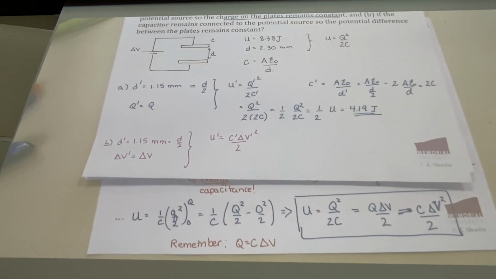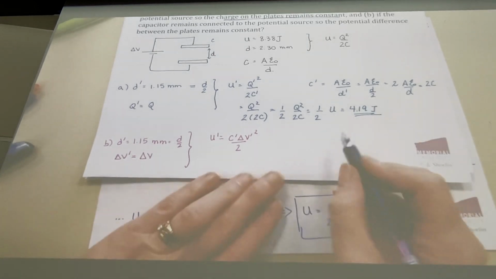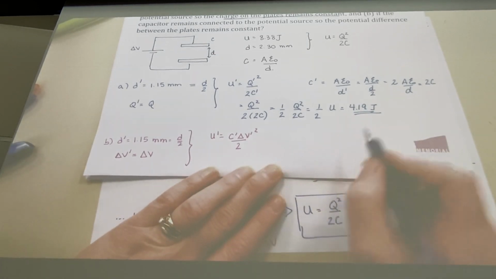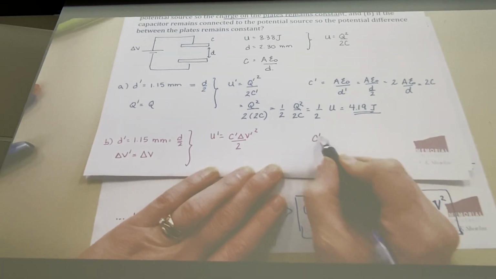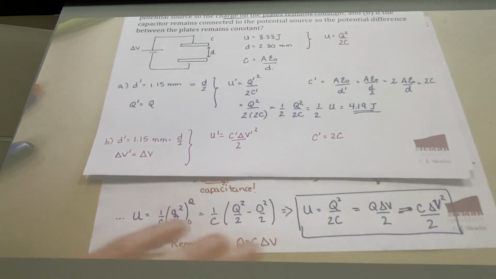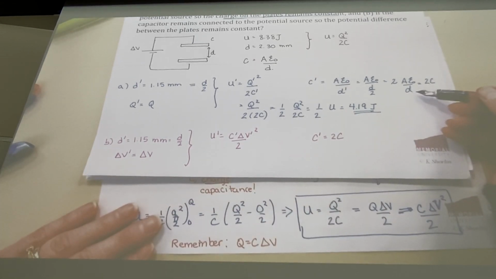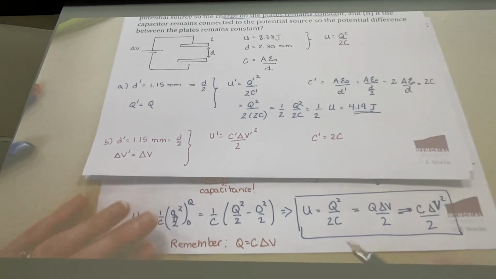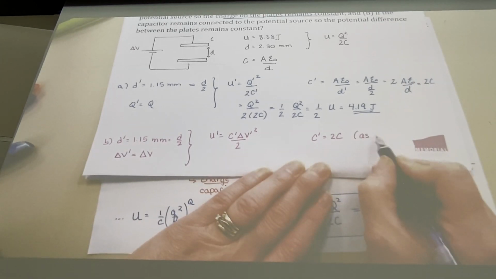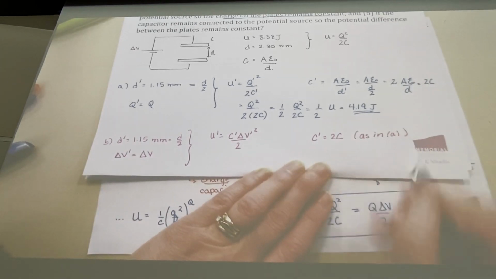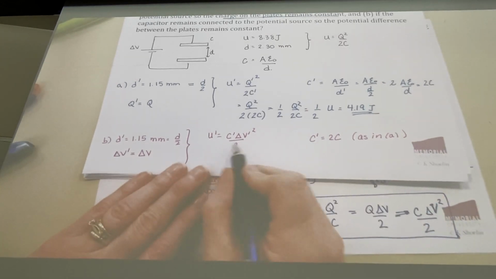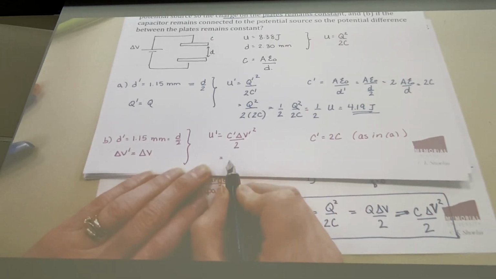So let's put our things together here. My C primed is going to behave exactly the same way as it did up here, because the thing that we did to the distance remains exactly the same. So same process as above. And my potential difference stays exactly the same.